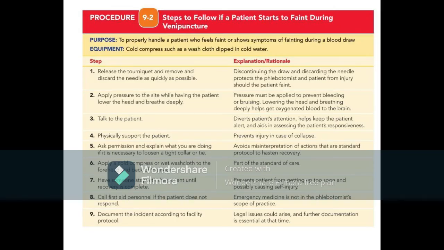5. Ask permission and explain what you are doing if it is necessary to loosen a tight collar or tie. 6. Apply a cold compress or wet washcloth to the forehead and back of the neck. 7. Have someone stay with the patient until recovery is complete. 8. Call first aid personnel if the patient does not respond. 9. Document the incident according to facility protocol.